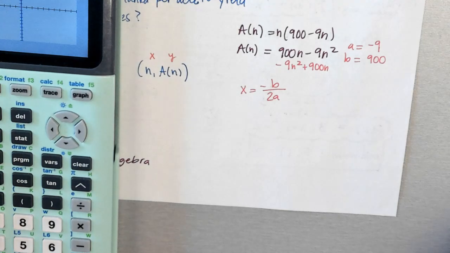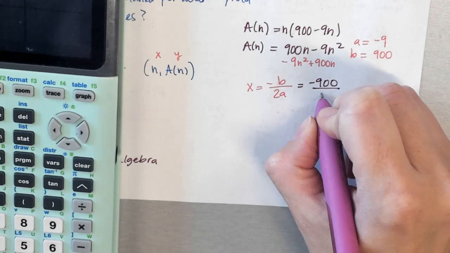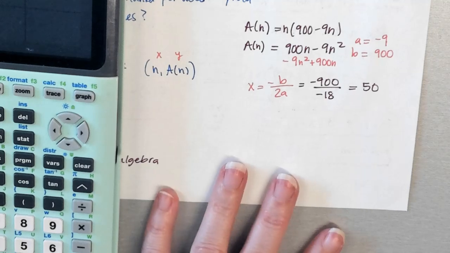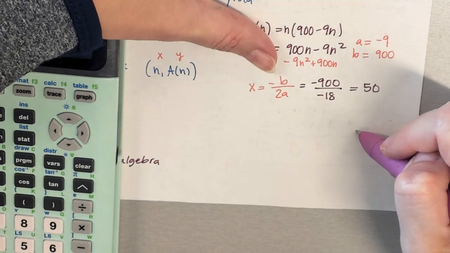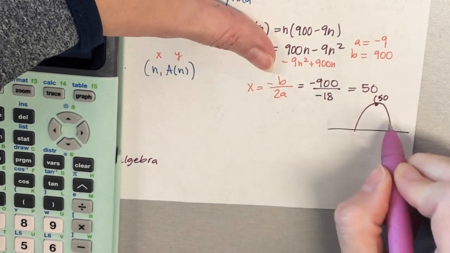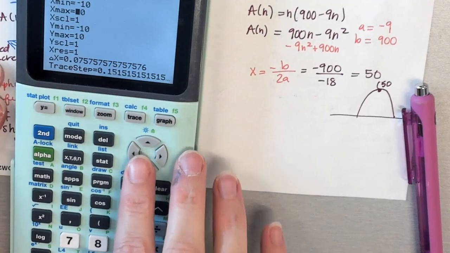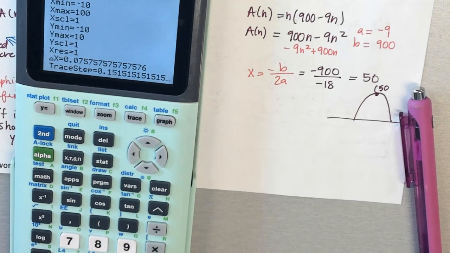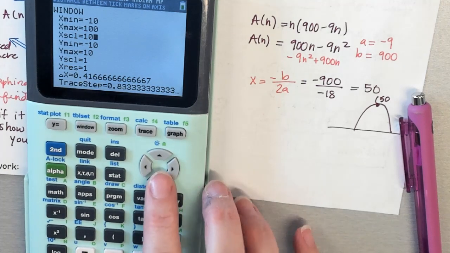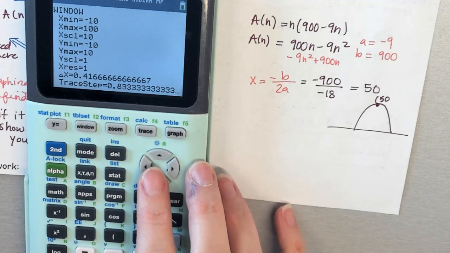Once you find your X value, what did you guys get? 50. That lets you know what you want your X window to be, right? Because if you have a maximum value and you know that the vertex is at 50, what would be a good value to go to on your axis? 100. And then the scale is just what you want it to go by. You could go by 10s, you could go by 5s. Then your other value, you might not be able to see the top of it.